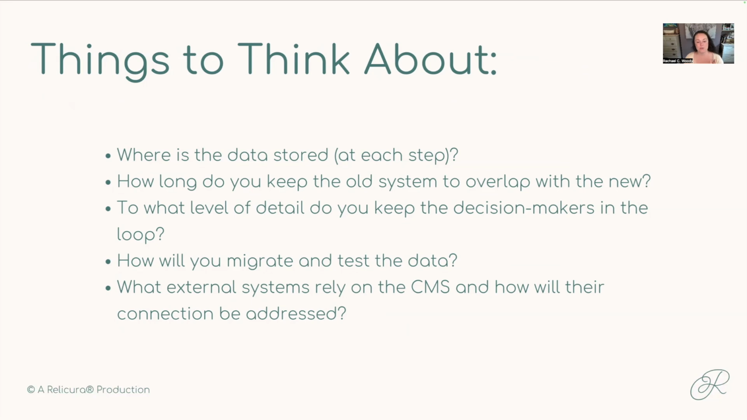And then what external systems rely on the CMS and how will their connection be addressed? So think about if you're contributing to something like the Digital Public Library of America, some sort of collection portal, or if the museum artifacts in the CMS are linked to a LibGuide or some other museum exhibition publication, for example. Know where those connections are and then update them so that they're not lost from the user perspective.